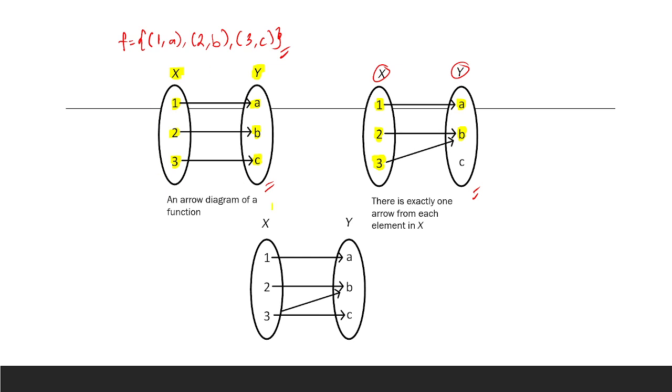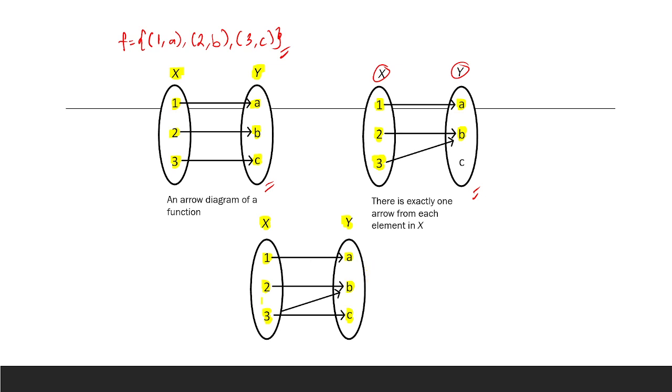Now, how about itong nasa baba na to? Still, it's a set x. Then we have another set y. But this time around, si 1, naka-assign siya sa a. Si 2, naka-assign siya sa b. And si 3, naka-assign siya both to b and to c. Now, this time around, hindi na to function.